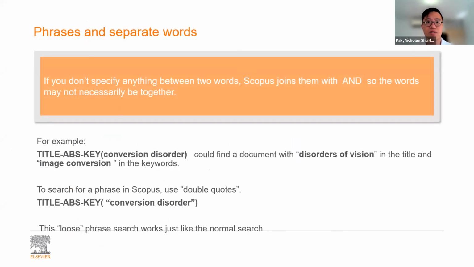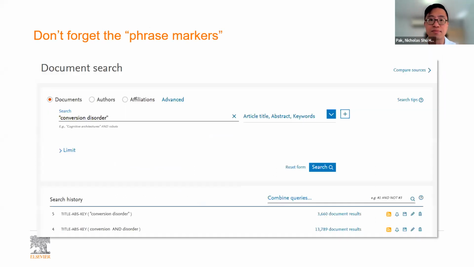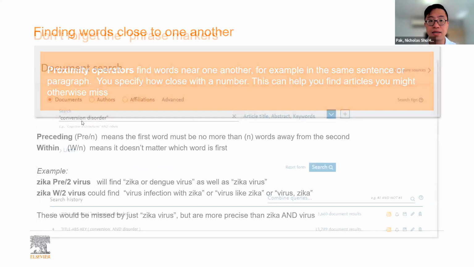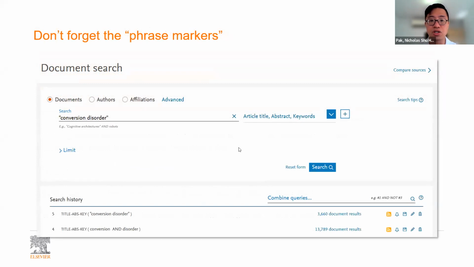Under phrases and separate words, right? If you don't specify anything between the two words, Scopus will join them with the word AND, so the words may not necessarily be together. So for instance, if you want to look for a phrase in Scopus, you want to use the double quotation marks, like "conversion disorder." Otherwise, without it, it will just be a bunch of loose words with AND in between. So one very quick example is that you can type this conversion disorder under Scopus search. You'll be able to see that there's a big difference between "conversion disorder" and conversion AND disorder itself.